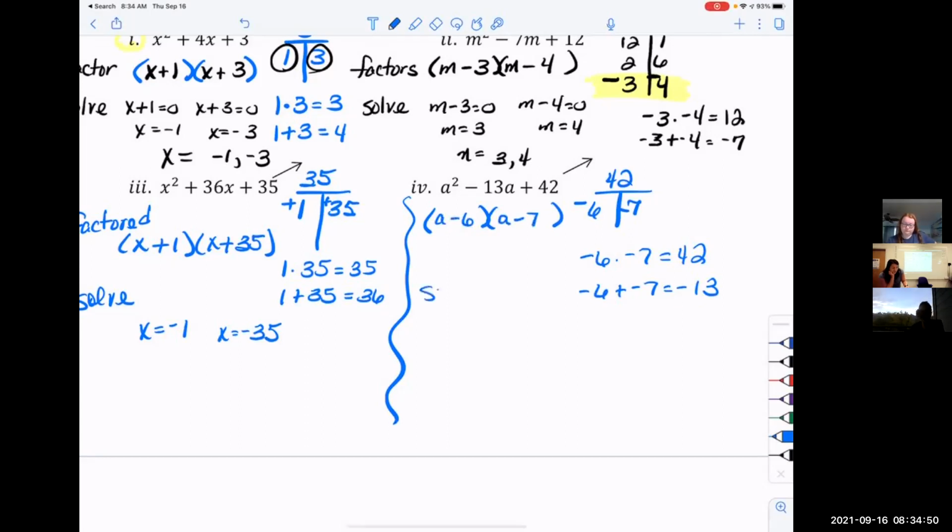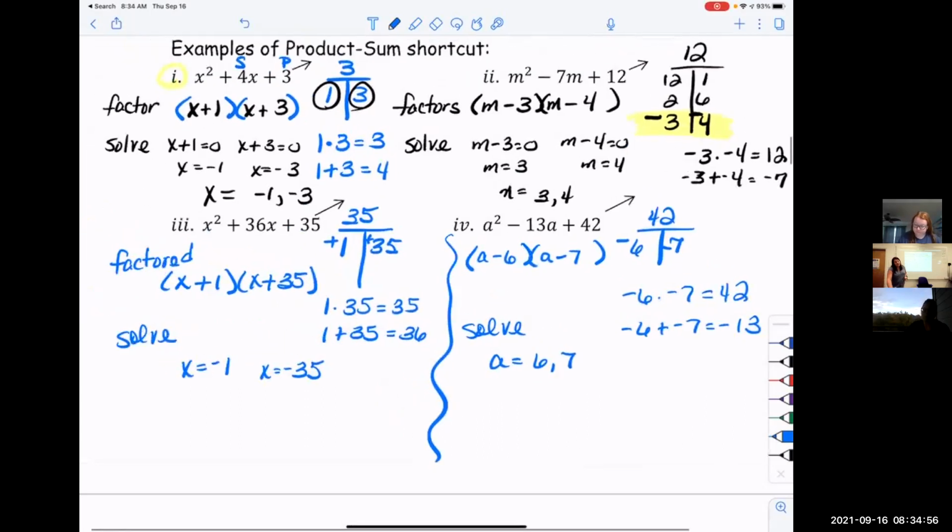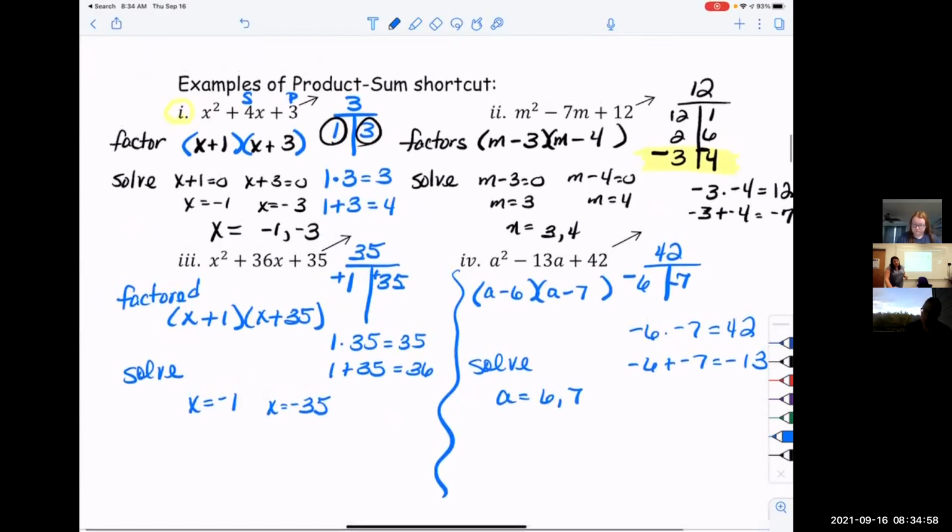So what if we wanted to solve? What does A equal? Okay. All right, now before we move on, let me just point this out. Let's see if I can point it out. It looks so messy. Highlight these so you can see them. I want you to notice something on these. Every single one of these, the last number, the constant, is positive.